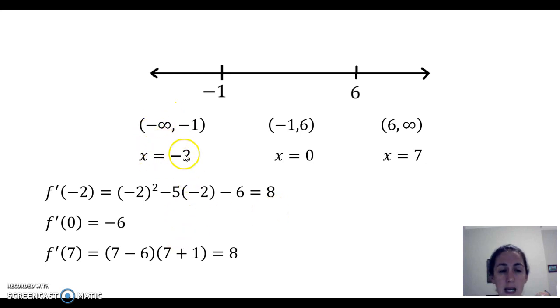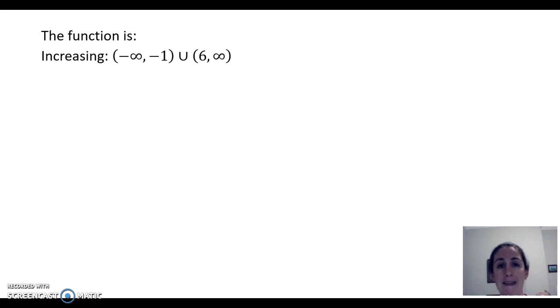So as you can see, for this test x, I got a positive, so that means on this entire interval, the derivative is positive. For this test x, I got a negative, so on this entire interval, I'm negative. And for this test x, the derivative was positive, so on this entire interval, the derivative will be positive. So take a look at that. That's enough information for us to be able to determine entirely where this function is increasing, decreasing, and any local extrema. As we can see, the derivative was positive on the first and last interval. So this function is increasing from -infinity to -1 and from 6 to infinity. It was decreasing from -1 to 6.